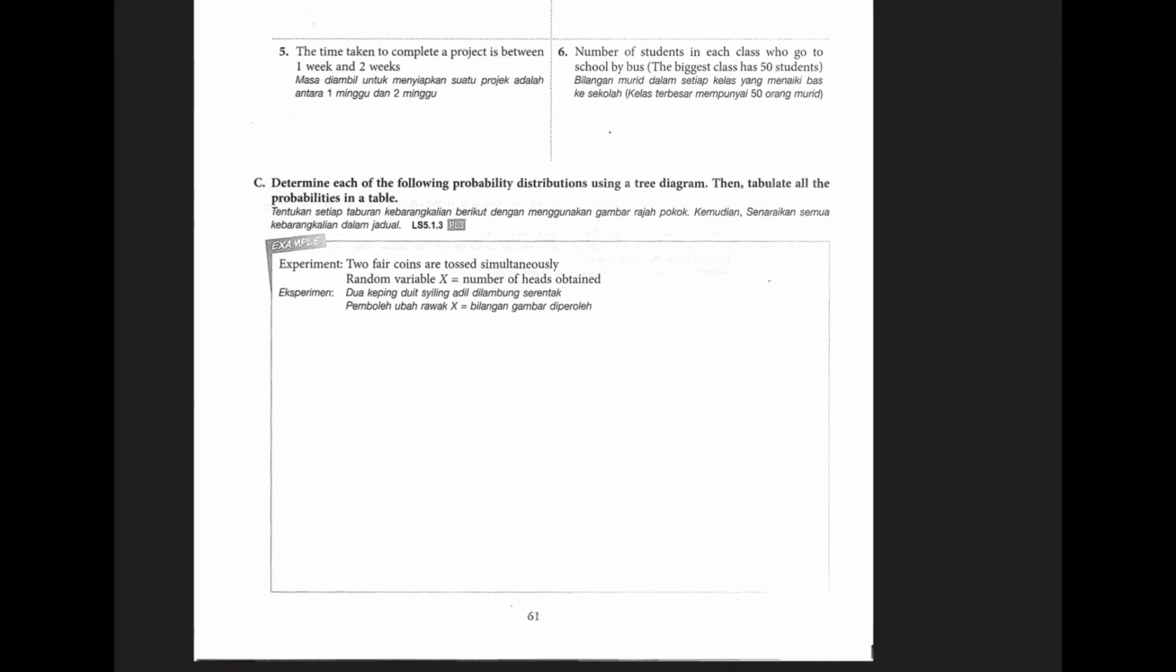Okay, so after that we have part C. Determine each of the following probability distributions using a tree diagram. Then tabulate all the probabilities in a table. They say using a tree diagram, so we see the example. Experiment: 2 fair coins are tossed simultaneously. The random variable X is the number of heads obtained. Okay, so we draw a tree diagram in this way.